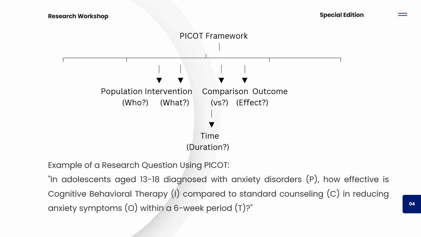You can see, let's say, for instance, you are looking at adolescents between 10 to 18 years diagnosed with anxiety disorder. That's a population. And then how effective is cognitive behavioral therapy? That's the intervention. So you are introducing cognitive behavioral therapy to treat anxiety disorders, right? Compared to standard counseling. Of course, counseling is also a way to help someone out of anxiety disorder. So that's the comparison there. In reducing anxiety symptoms, that's the effect, that's the outcome, within a 6 week period. That's the time range you're giving to that effectiveness.